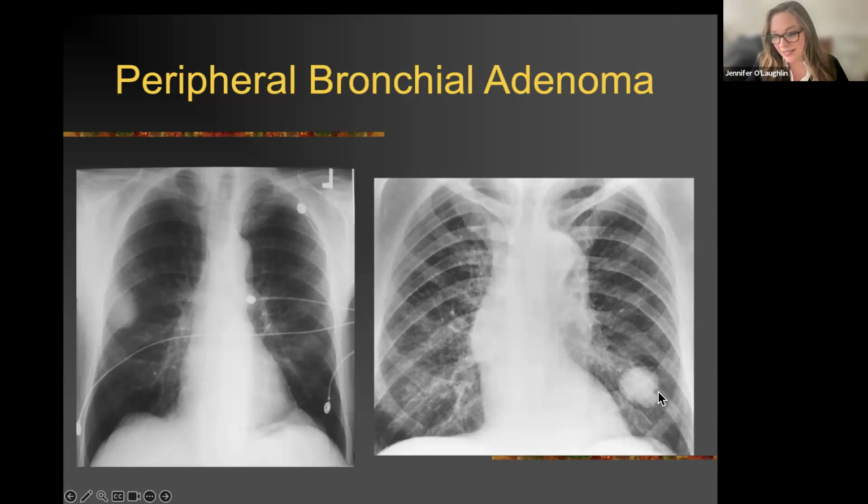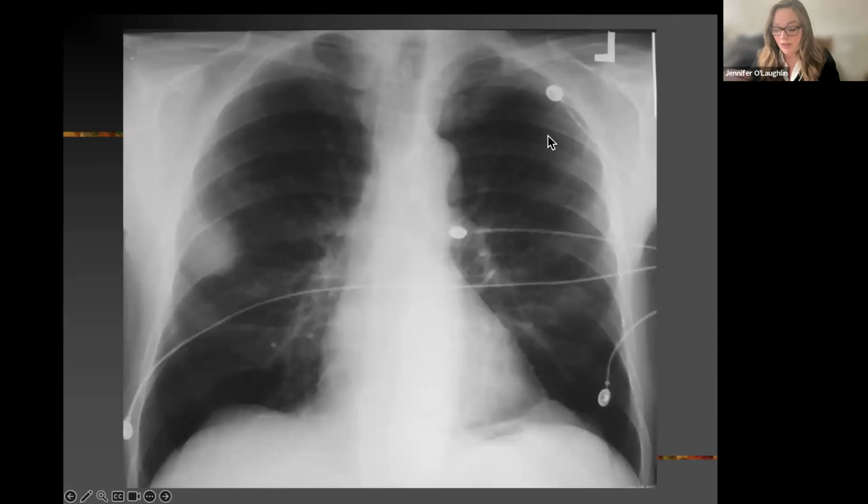Same thing here. Even it has this little shape to it. It's still pretty smooth borders, and it's at the lung periphery. And then here, the clues to you that this is bronchial adenoma is there's one lesion, well-defined borders, and it's at the lung periphery again.